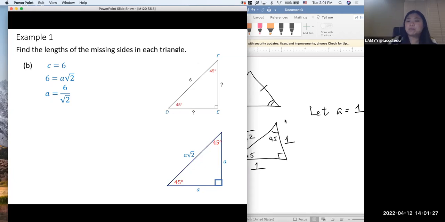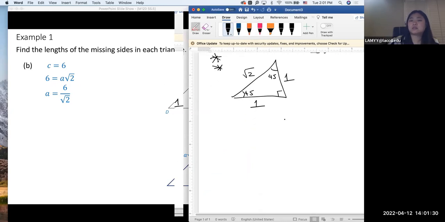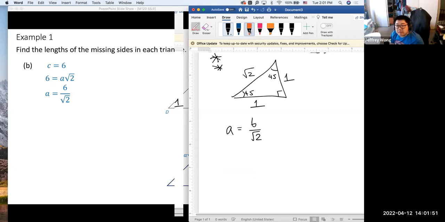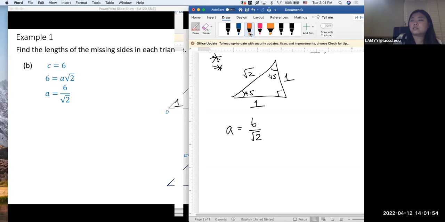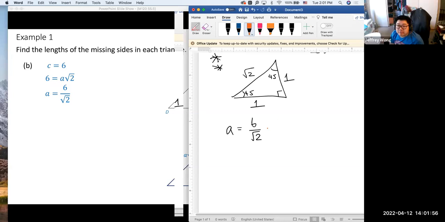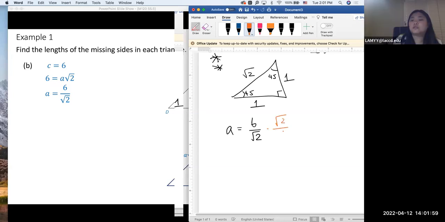Hey, remember for the algebra class, we don't want to have any radical on the denominator. How can I get out of this then? I don't want to have any radical on the denominator. What can you do? Rationalize it. How can you rationalize? Multiply by square root of 2 over square root of 2. Good.